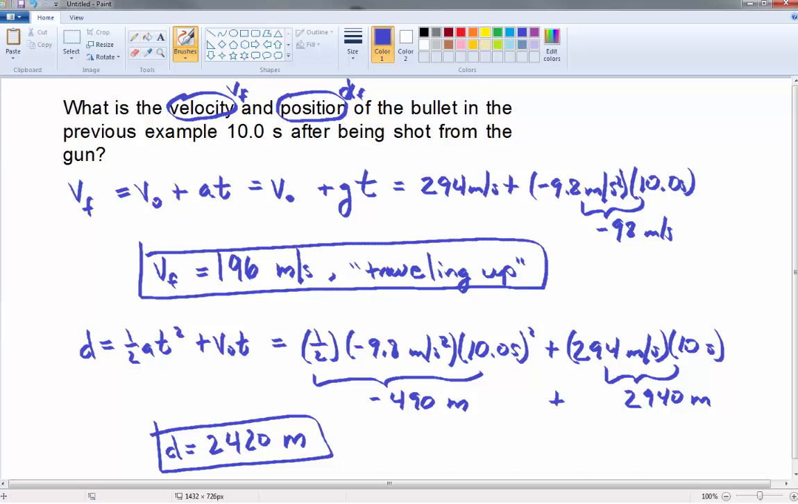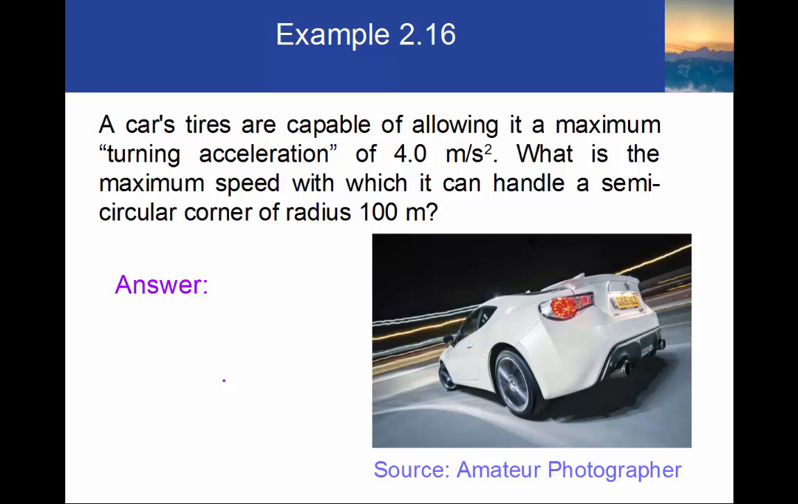All right, so this next set of four examples all pertain to what's called centripetal acceleration or circular motion, uniform circular motion. So this first one asks that you have a car which is capable of getting a 4.0 meter per second squared turning acceleration. In other words, the centripetal acceleration is 4.0 meters per second squared. So the question is, what's the maximum speed with which this car can handle a semicircular corner of radius 100 meters? So in other words, while it travels around the corner, it has to be in uniform circular motion, and the radius of the circle that it's on is 100 meters.